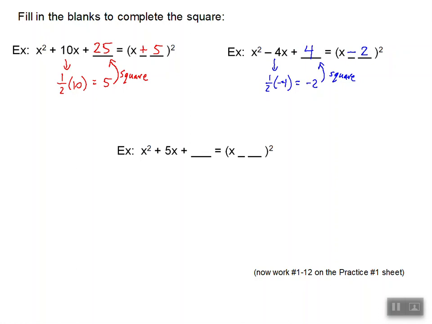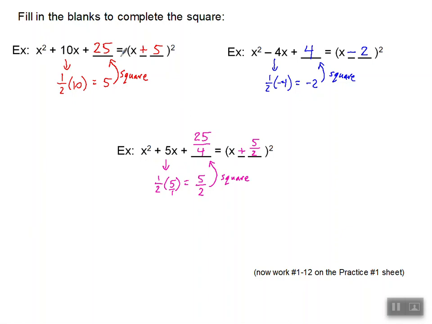Let's try one more. This time it's an odd number. That's okay. Half of an odd number will just be a fraction. Maybe put it over 1 so we can see that 1 times 5 is 5, and 2 times 1 is 2. So half of 5 is 5 halves. Don't forget to square. When we square 5 halves, we will get 25 fourths. 5 halves times 5 halves is 25 fourths. Since the first sign is a plus sign, the factors will have a plus sign. Half of 5 is 5 halves, and that's what goes into our factors.